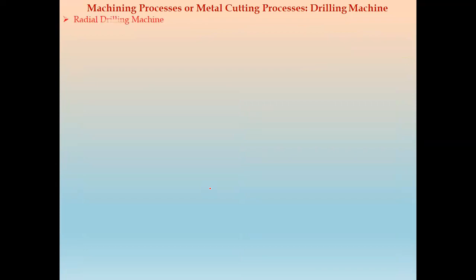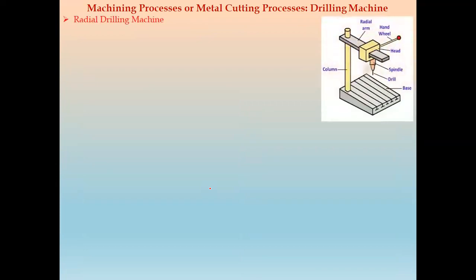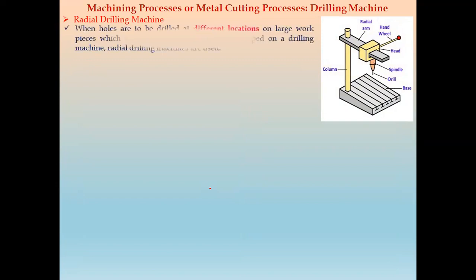The next type of drilling machine is the radial. It is the most used drilling machine. It is called a radial. Now, when holes are drilled at very different locations on a large workpiece, which cannot be moved and is clamped on a drilling machine, in this case we use the radial drilling machine.